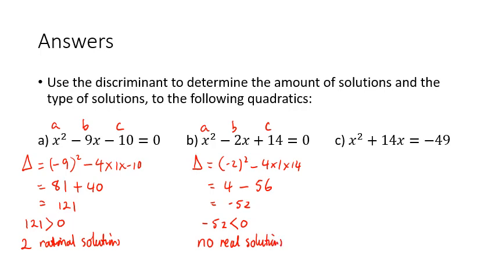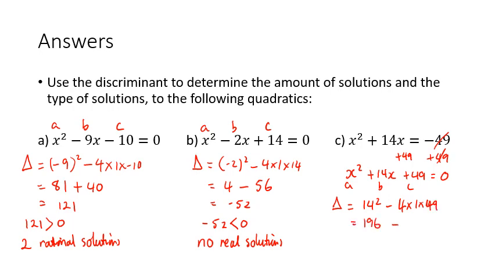And in our last one, it's not actually equal to 0, so we need to change this. We need to add 49 to both sides to make it equal to 0. So then we end up with x squared plus 14x plus 49 equals 0. We've now got our a, our b, and our c. So our discriminant is going to be 14 squared, take away 4 lots of 1, lots of 49. And this becomes 196, take away 196. That gives us an answer of 0, which means we have one real solution.